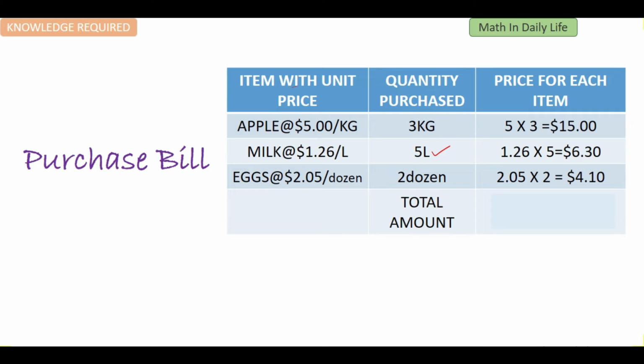Now the total amount that you are going to pay to the shopkeeper or your retailer will be the sum of 15 plus $6.30 plus 4.10. So the sum of these three values gives you 25.40, which is the final bill that you pay for your shopping.